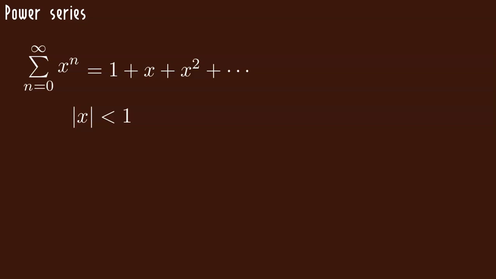Not only that, I can tell you what function this represents because we know the equation for the sum of a geometric series. The first term, 1, over 1 minus r, which in this case is x. So this function is equal to 1 over 1 minus x.